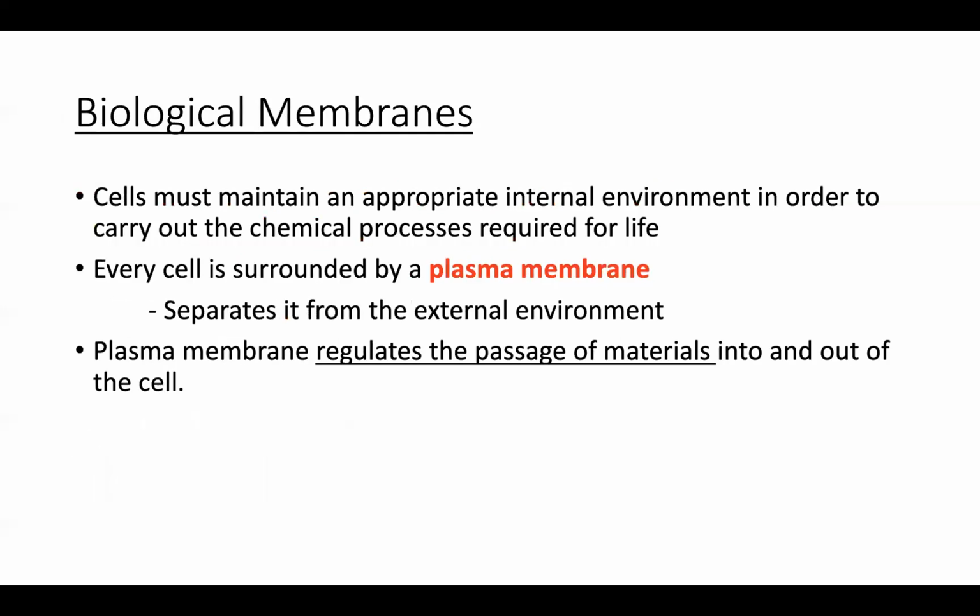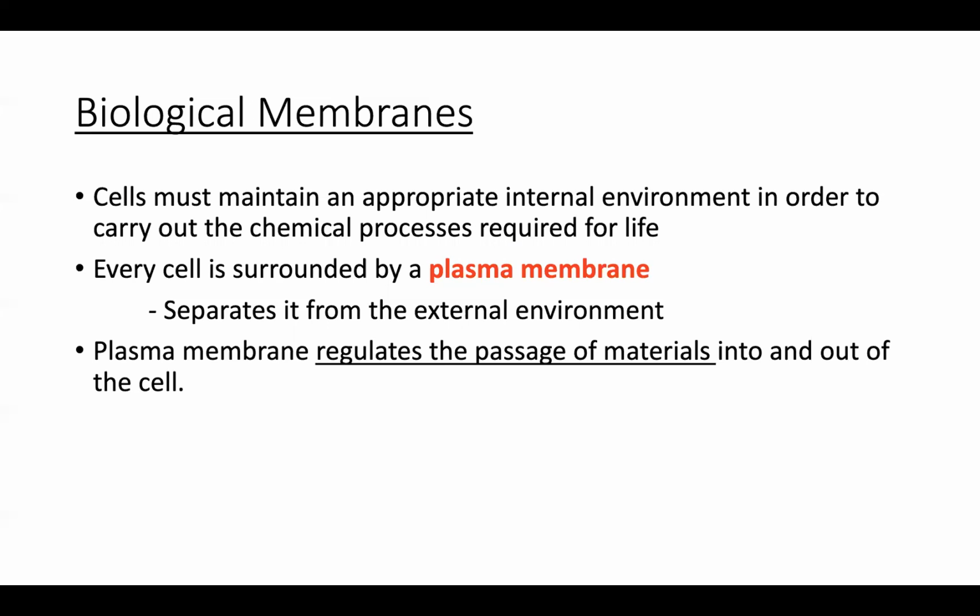So as I mentioned before, biological membranes are important because cells have this important job of maintaining an appropriate internal environment, right, in order to carry out the chemical processes that are required for life. So we've talked about a number of these characteristics of life, chemical reactions that are taking place, metabolic activity, and so forth. One of the jobs of the cell is to maintain homeostasis, all right? This plasma membrane is a very unique structure in that you're gonna find this structure on all cell types, right?